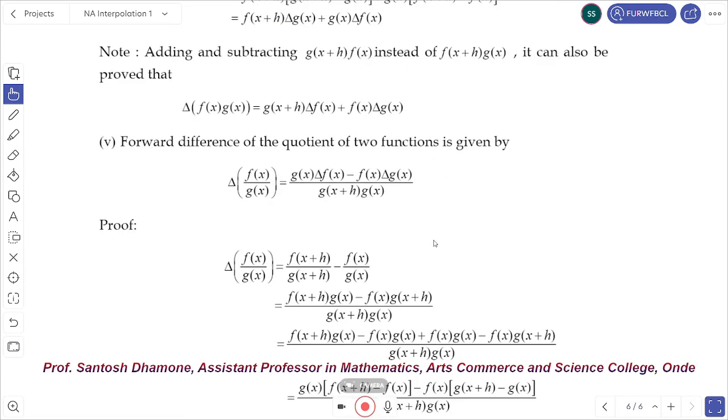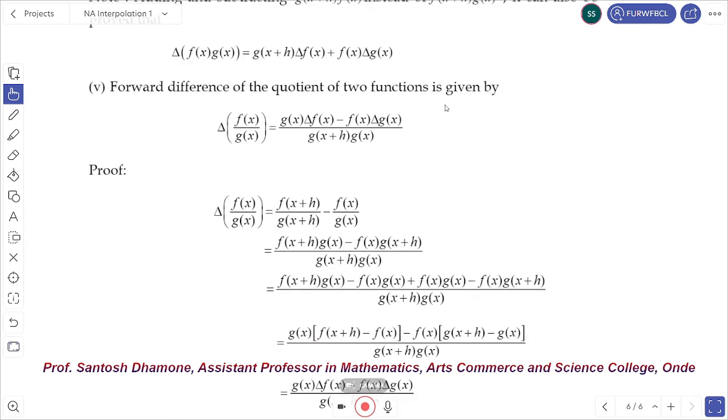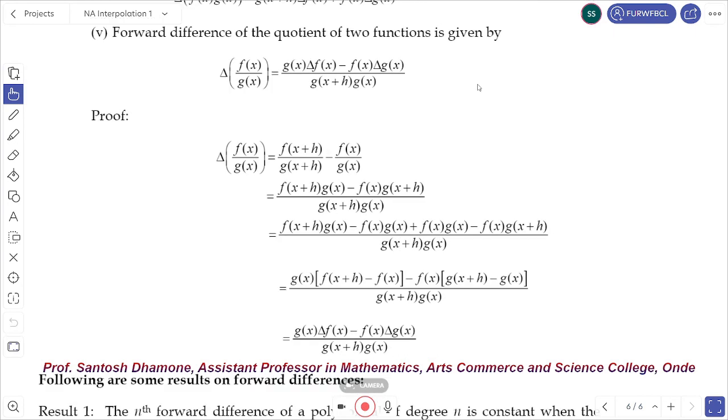Now, for the quotient of functions, it is given by Δ[f(x)/g(x)] = [g(x) Δf(x) - f(x) Δg(x)] / [g(x+h) g(x)]. Proof: consider the LHS.